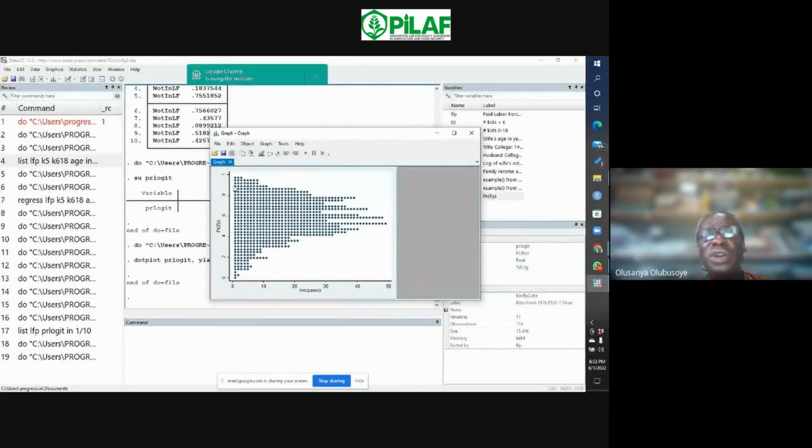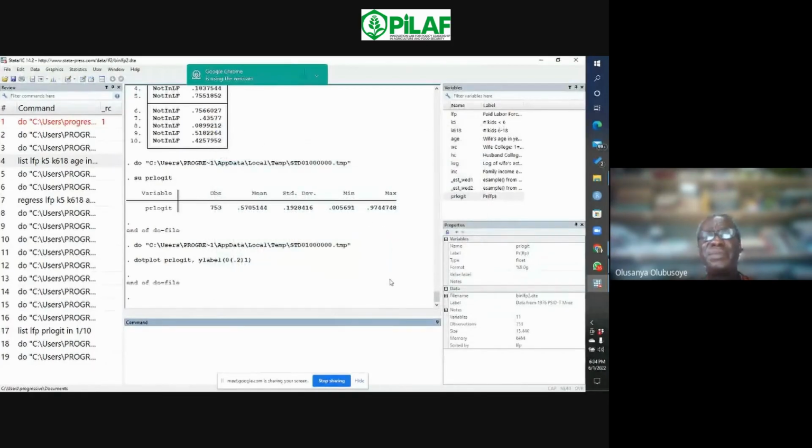The values here are very close. The highest probability it can take is 1. This is 0.8, this is 0.6, this is 0.4, 0.2, and this is 0. There are those that are even close to 0. But it's very clear that almost 2/3 of the women have a probability between 0.4 and 0.8 that they will participate in labor force. So this kind of picture or diagram can be used to explain the likelihood, or the chance, that a woman will participate in labor force.